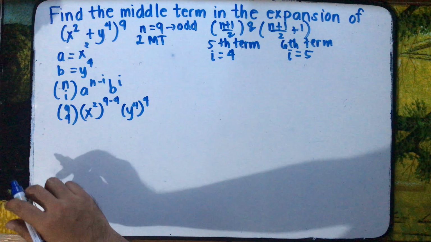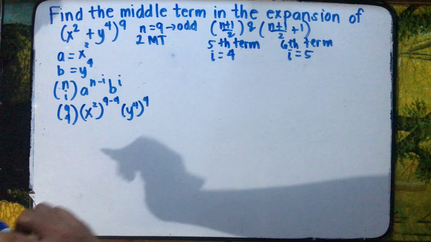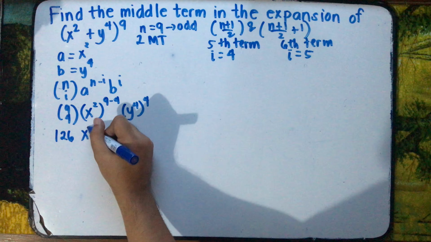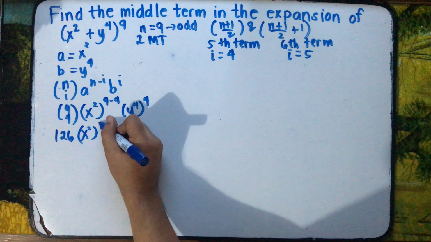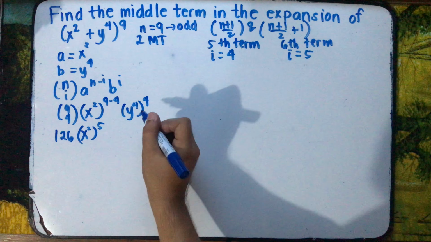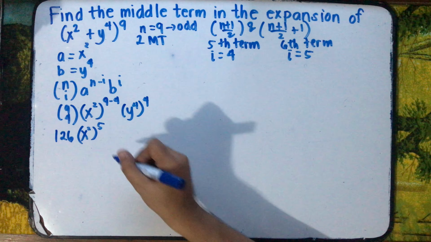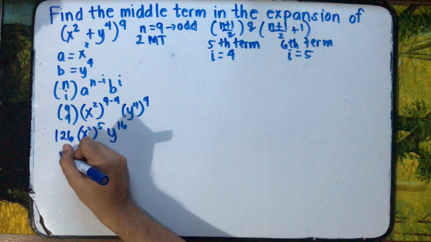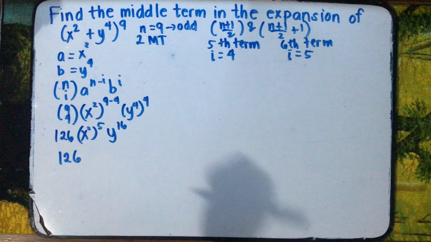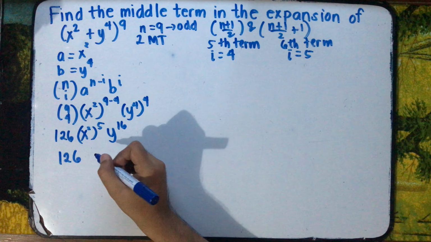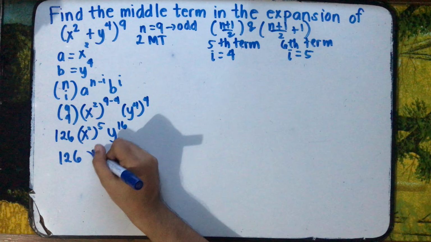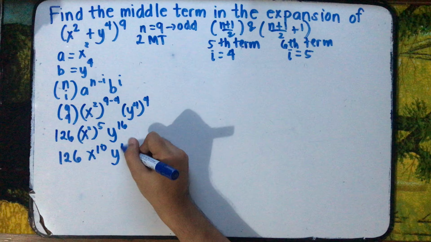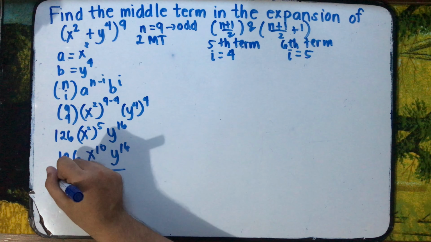Okay, 9 combination 4 will give us an answer of 126. x squared raised to 9 minus 4 is 5. y raised to 4 raised to 4 is y raised to 16. Therefore, we'll now be having the first middle term as 126 times x raised to 10, y raised to 16. This is the first middle term.